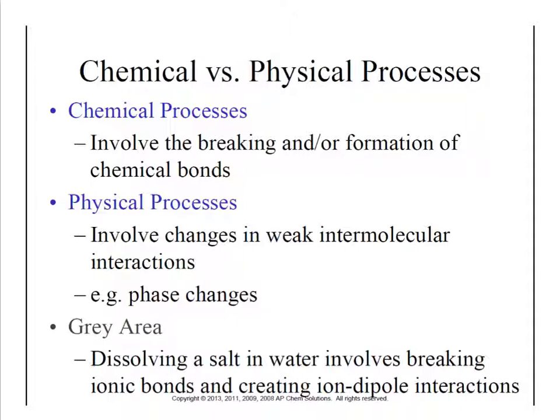If we think of something like rusting, where we've got metal turning into iron oxide, that would be a chemical change. We're changing the identity of the chemical. A physical process, though, is one where normally we're just breaking weak intermolecular forces. So when we go from a solid to a liquid, or from a liquid to a gas, or sometimes we form weak intermolecular forces, like if we go from a gas to a liquid.